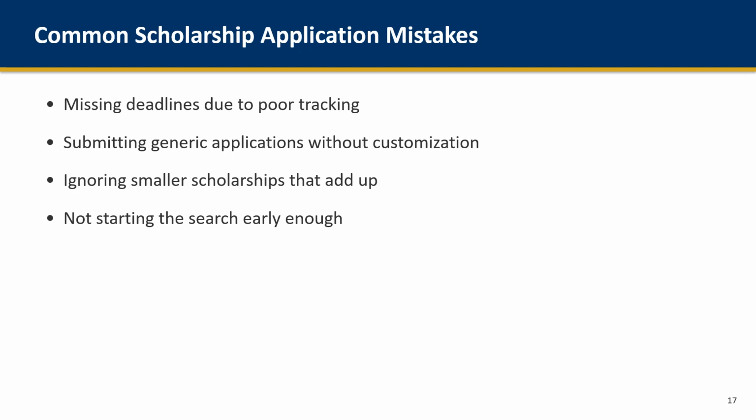Ignoring smaller scholarships is a mistake. Yes, a $1,000 scholarship involves similar application effort to a $10,000 scholarship, but many smaller scholarships receive fewer applications. Your odds may be better, and amounts accumulate. Several small scholarships can equal one large scholarship. Not starting the search early enough causes students to miss deadlines or submit rushed applications. Build scholarship searching into your graduate school preparation timeline, not as an afterthought once you've already enrolled and need money.